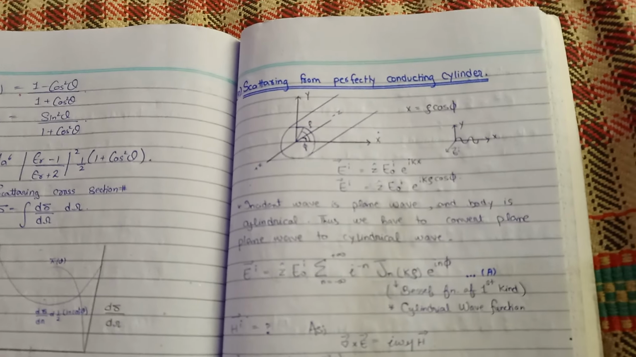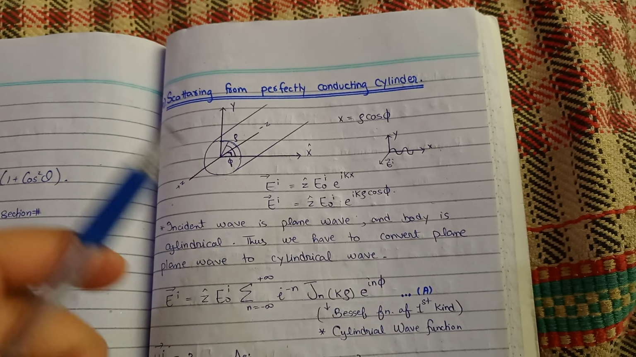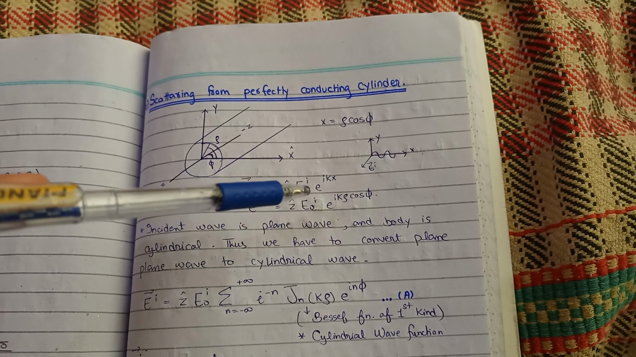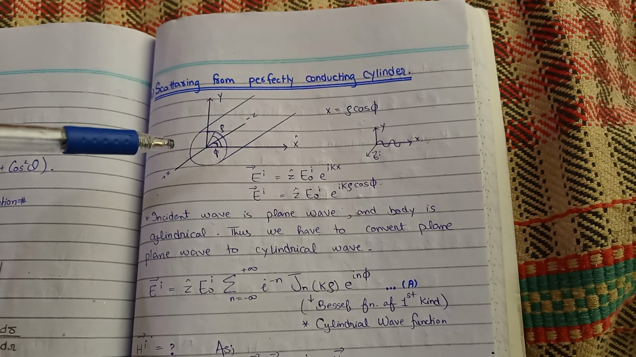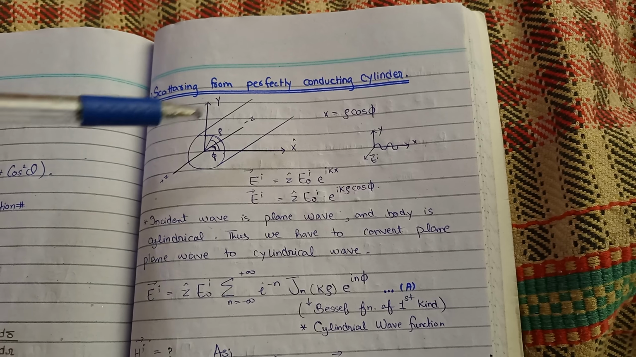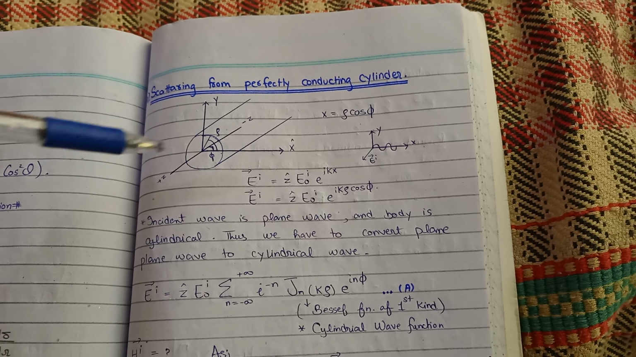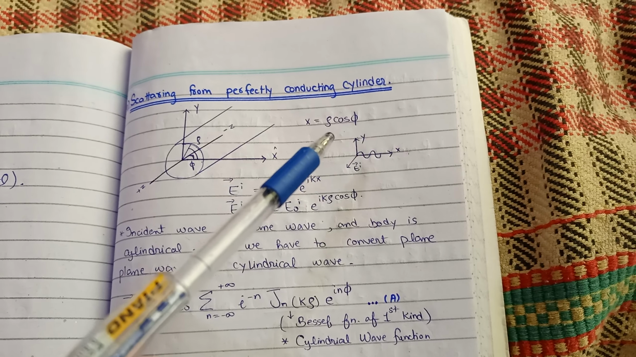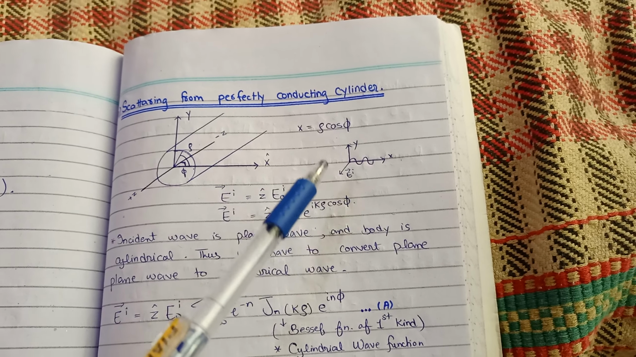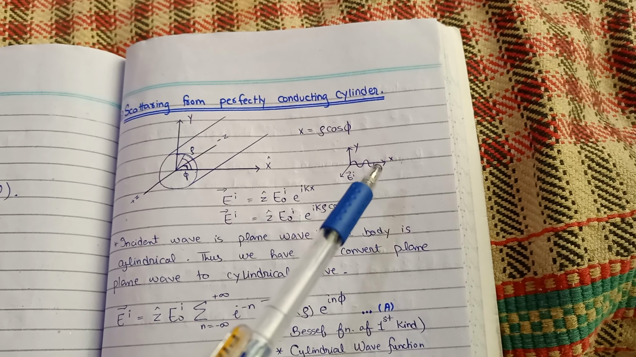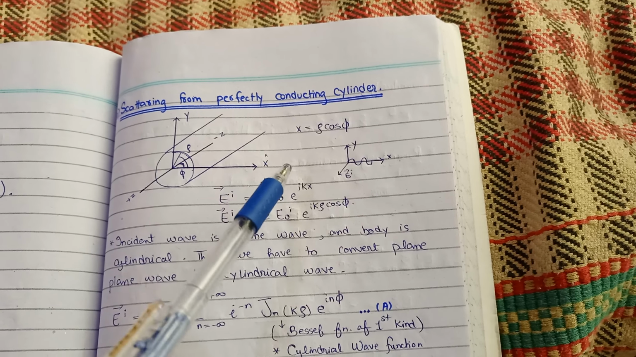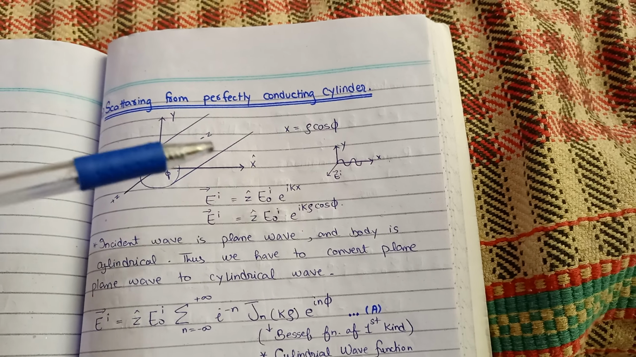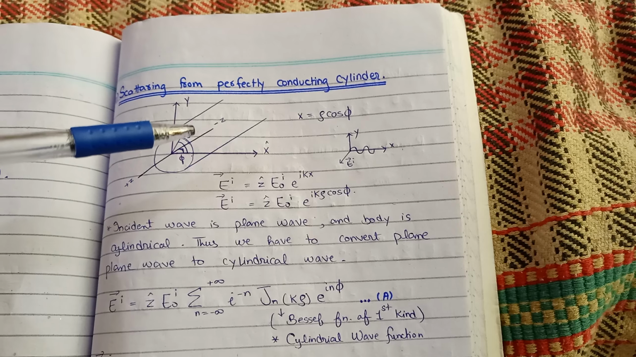So let's suppose this is your conductor. Basically, you can see this is your conductor, this is the x direction, this is the y direction, and inside is the minus z direction, and this is the positive z direction. Your incoming wave is propagating in the direction of y.